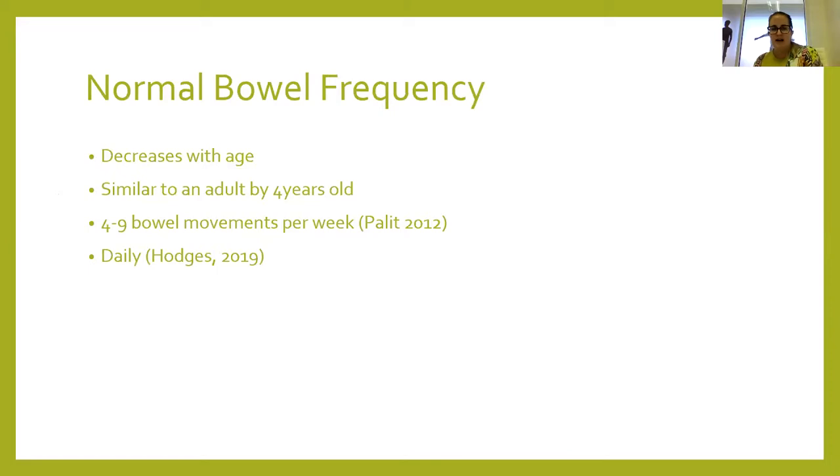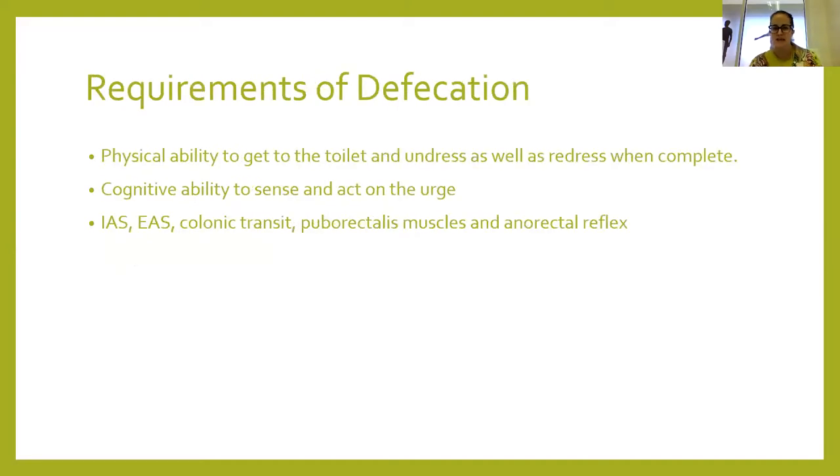For a child, how many times they're going to the toilet will decrease with age and should be similar to an adult by 4 years old. It's normally 4 to 9 bowel movements per week, which is from Pilat, but the person that we'll be referencing quite a lot is Dr. Hodges. I'll give you his website at the end, and he says a child should definitely be going to the toilet daily. So in order to go to the toilet, what things do we require?